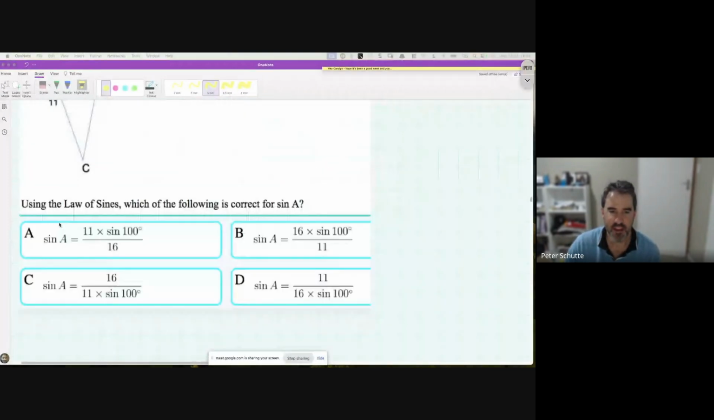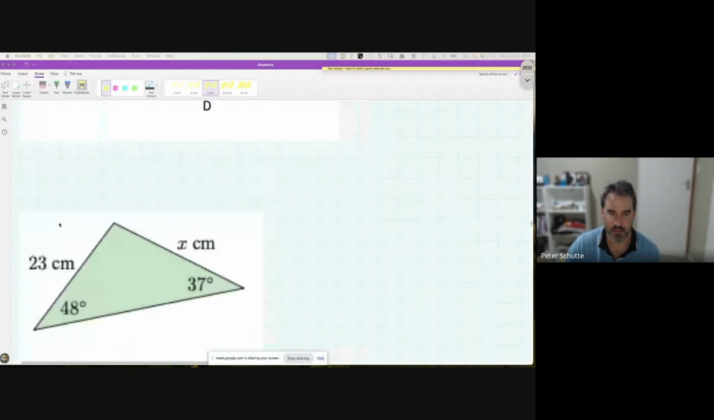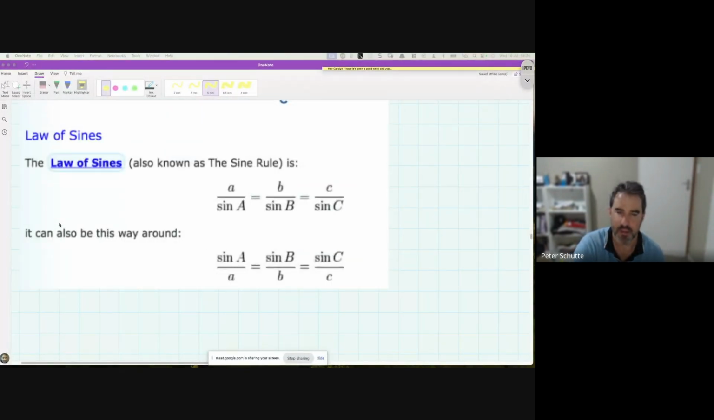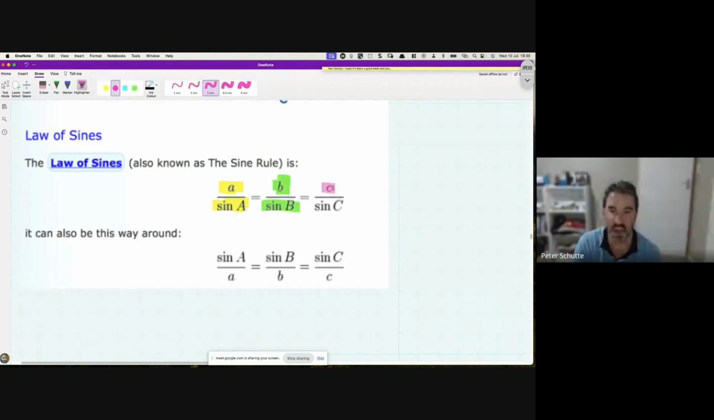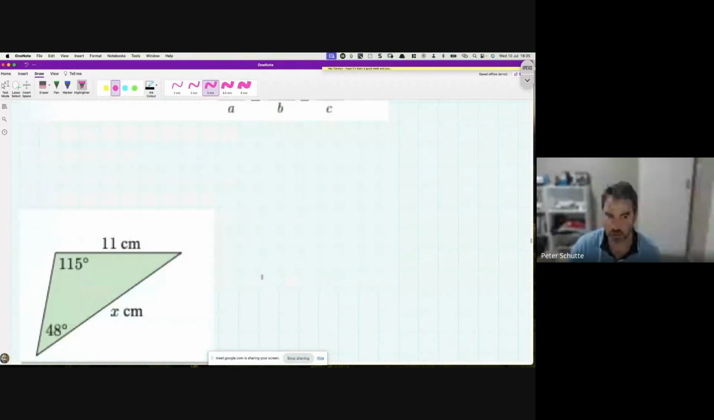Okay, so the law of sines can be written in 2 ways. The other way of writing it is where the side is on top and below it is the sine of that angle, equal to another side over the sine of its angle. Now this is actually the easier of the 2, so let me show you why.